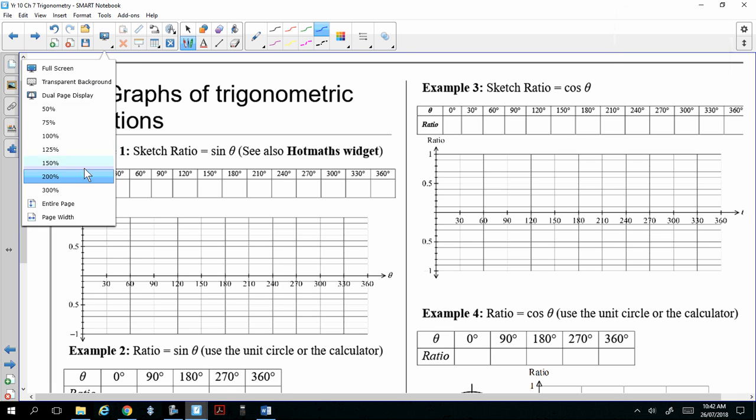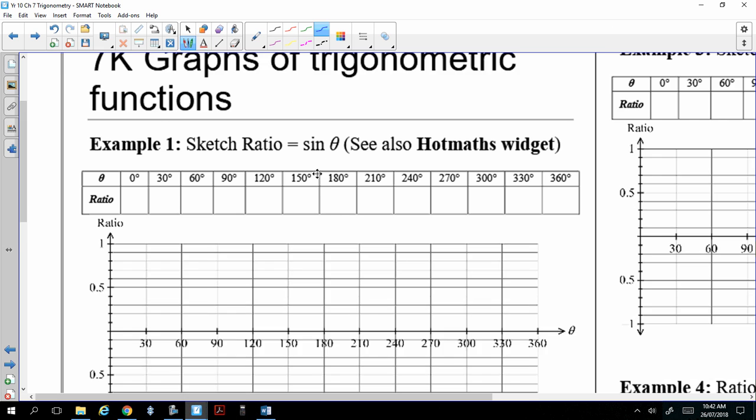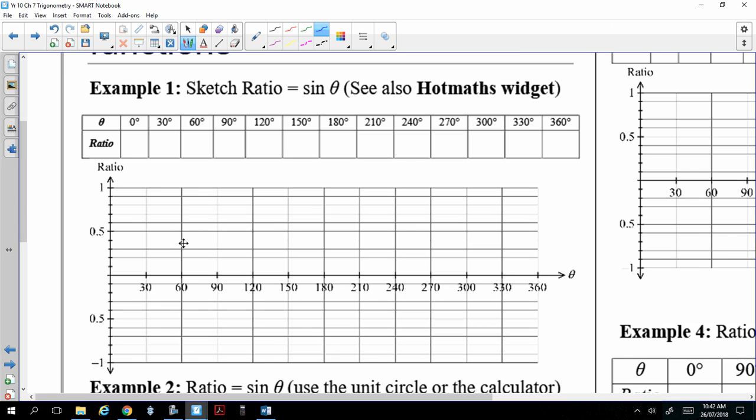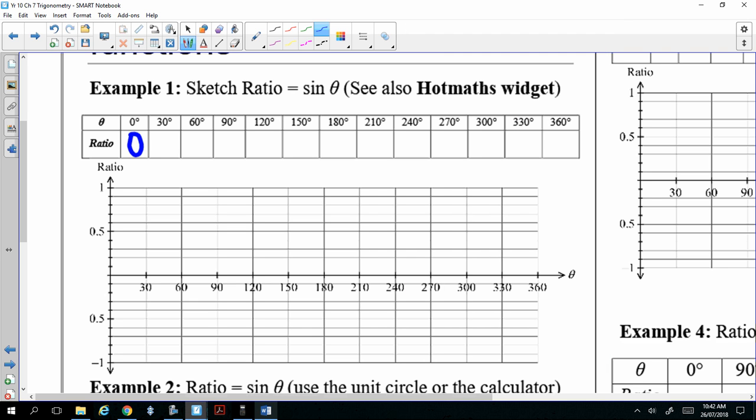is to substitute these different angles into the sine, so we can draw the sine graph. Let's try to do that. If you use your calculator and do sine 0, you should get 0, right? Sine 0, you should get 0. So put 0 here. And the next one, sine 30.